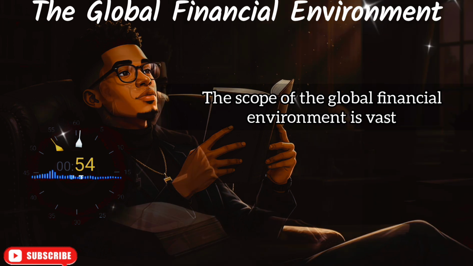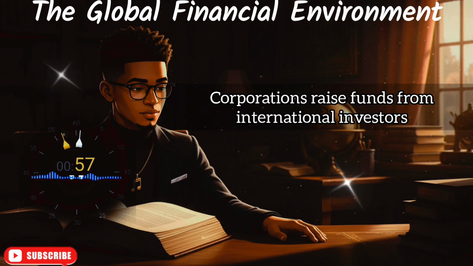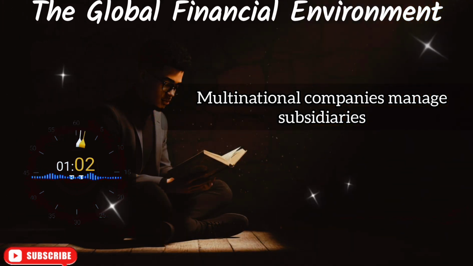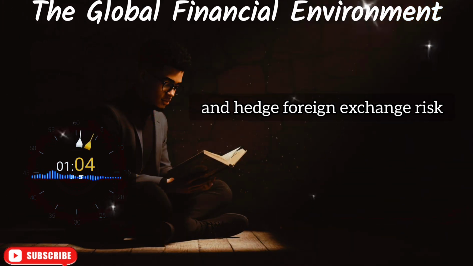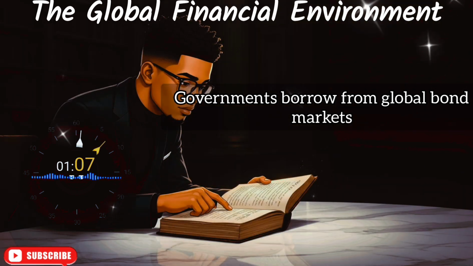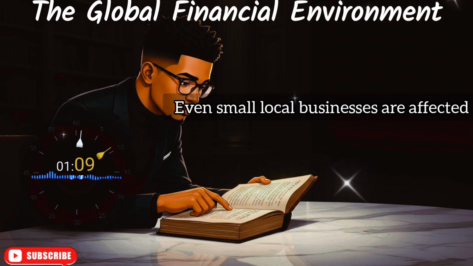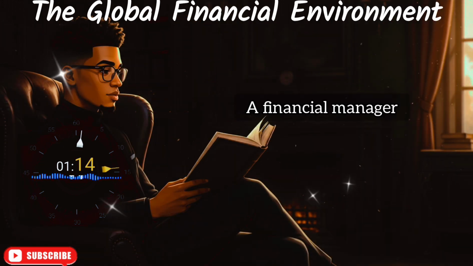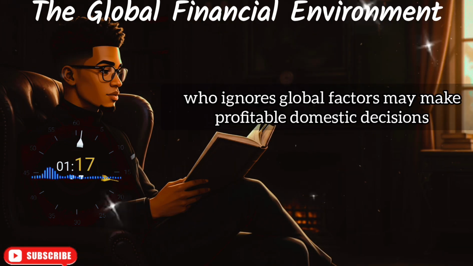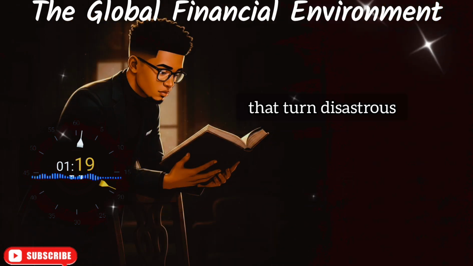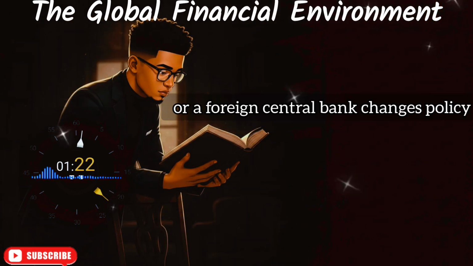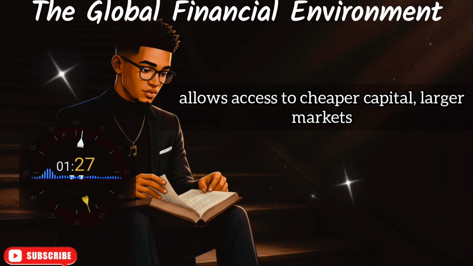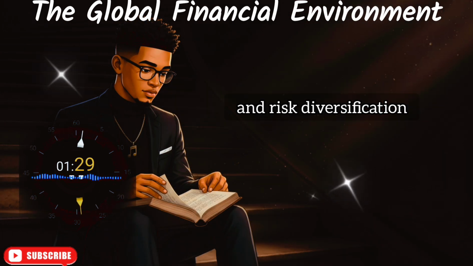The scope of the global financial environment is vast. Corporations raise funds from international investors. Multinational companies manage subsidiaries in multiple currencies and hedge foreign exchange risk. Governments borrow from global bond markets. Even small local businesses are affected by global interest rates and exchange rates. The importance is clear. A financial manager who ignores global factors may make profitable domestic decisions that turn disastrous when a currency moves or a foreign central bank changes policy. Conversely, understanding the global environment allows access to cheaper capital, larger markets, and risk diversification.